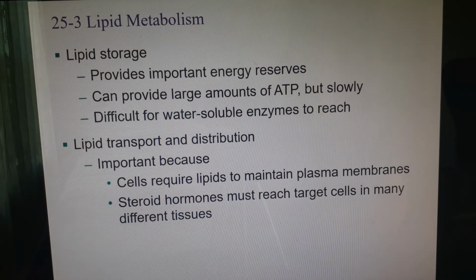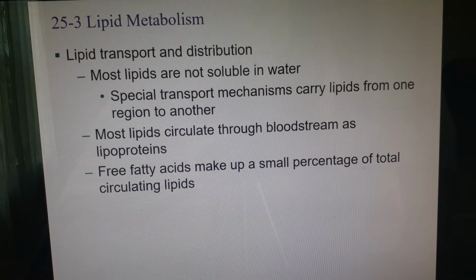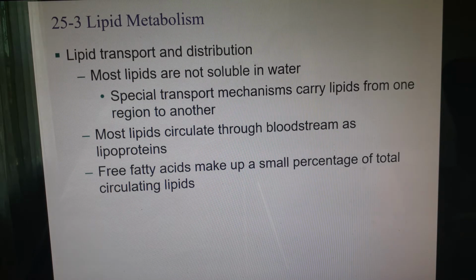We have to be able to transport and distribute it because we need lipids to make all of the membranes of our cells and of our organelles. And we need steroid hormones that are made from the same basic components to reach target cells in lots of tissues. So most lipids are not water soluble. They are hydrophobic. And so in order to keep them in the bloodstream and not let them slip through membranes, we actually have to have special transport mechanisms.